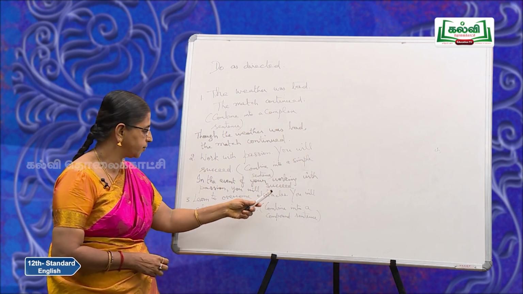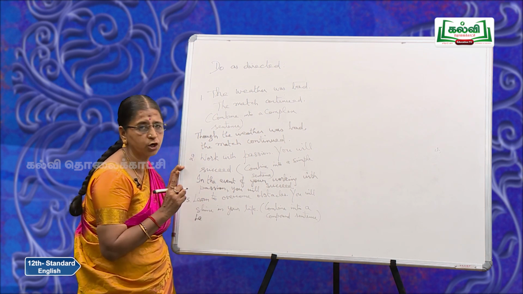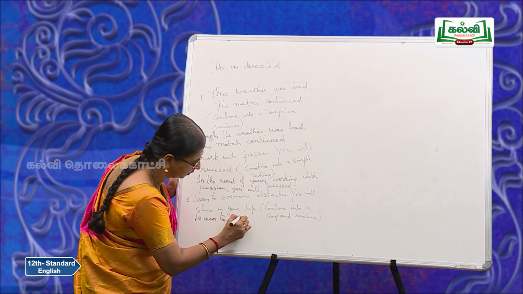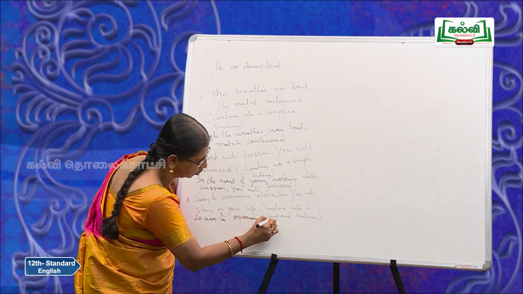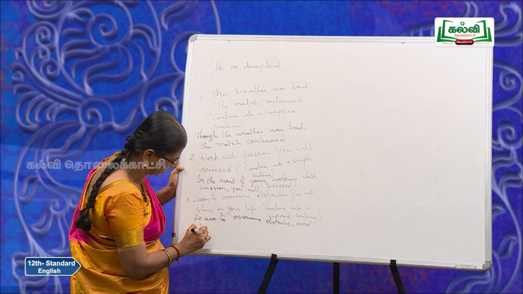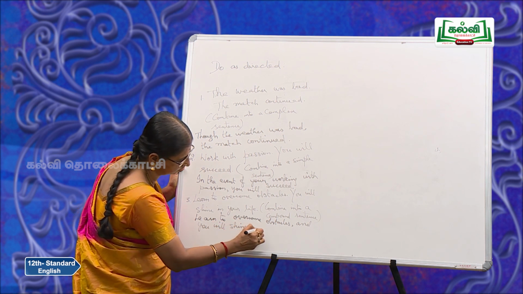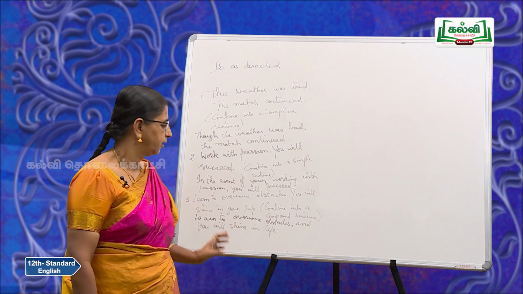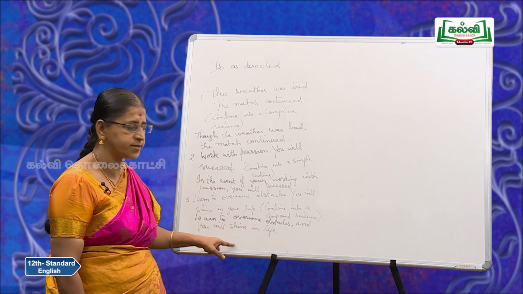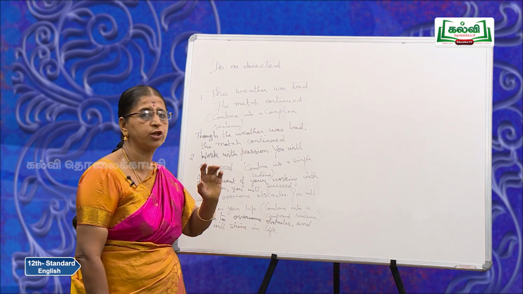Now, learn to overcome obstacles, you will shine in your life. So, 2 main clauses connected by a conjunction. Learn to overcome obstacles and you will shine in life. So this is a compound sentence. Learn to overcome obstacles, main clause 1, you will shine in life, main clause 2.